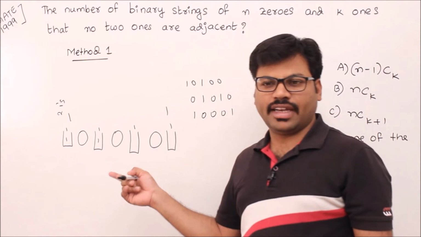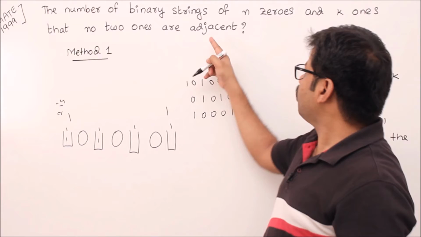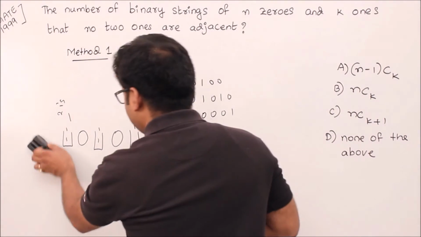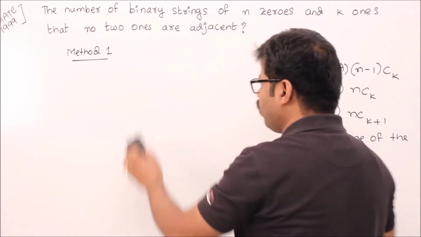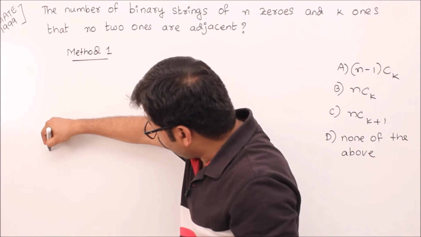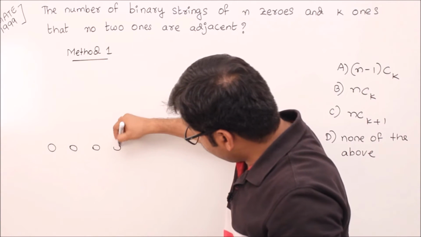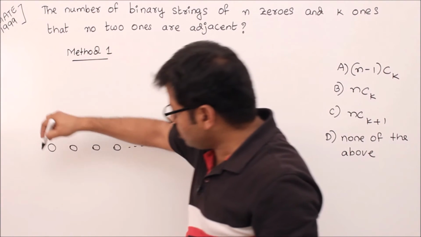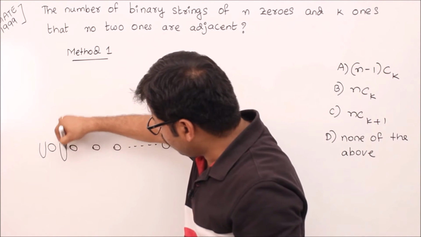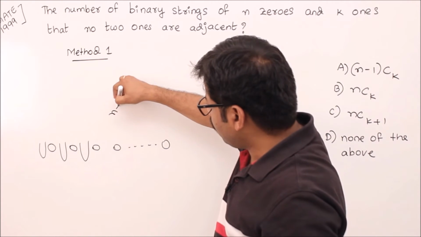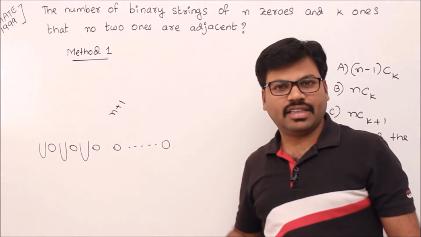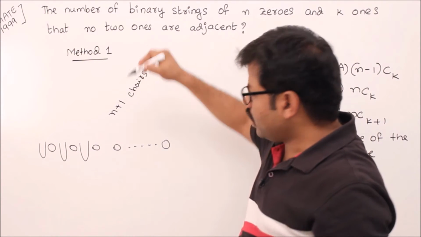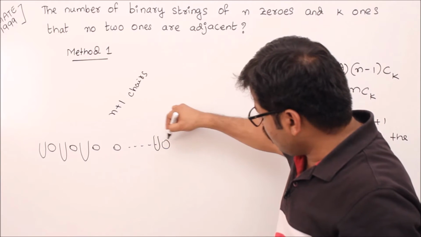But this is a specific problem. It's an example, but our original problem has n zeros and k ones, isn't it? That's why let me generalize it. The method I used now, I generalize it. Initially you have zeros, right? 1, 2, 3, and so on. How many zeros do we have? Exactly n zeros. When you have exactly n zeros, then the chairs will be equal to n plus 1. So one more chair than the number of zeros. So we now have n plus 1 chairs. Just logical imagination: one chair here, one chair here.